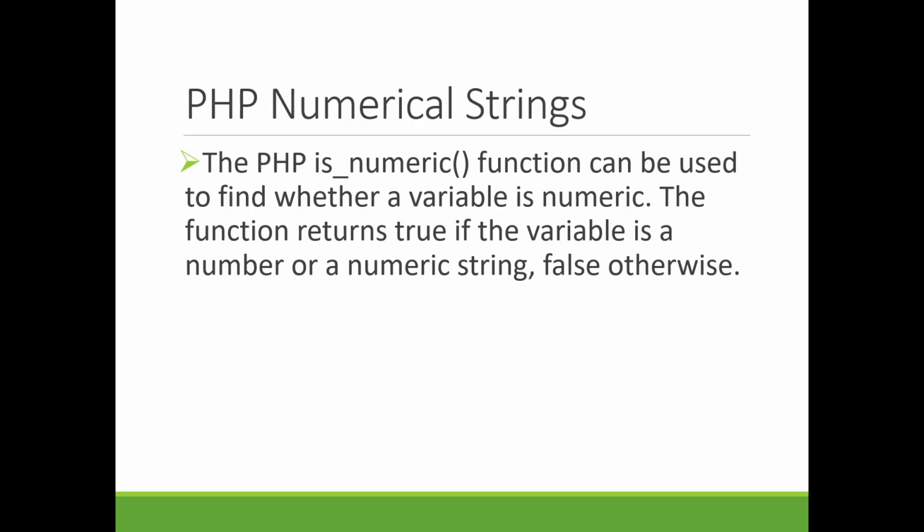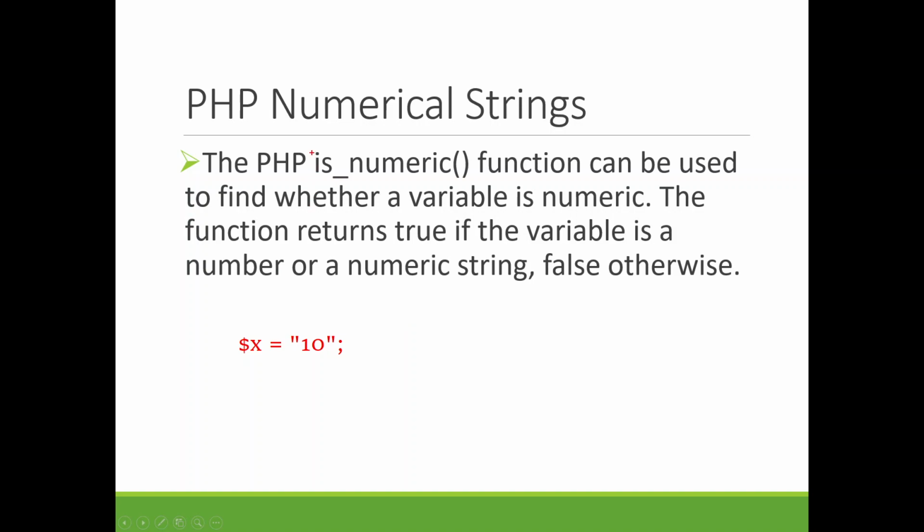Then you have what we call numerical strings. A numerical string is simply a number that has been put in quotes. Yes, it's a number, but you've put it in quotes. So that's why we call it a numerical string. Now, for example, you can have x equals "10". So that's a numerical string because we've put it in quotes.